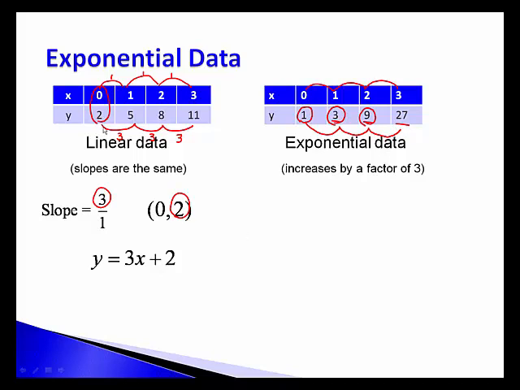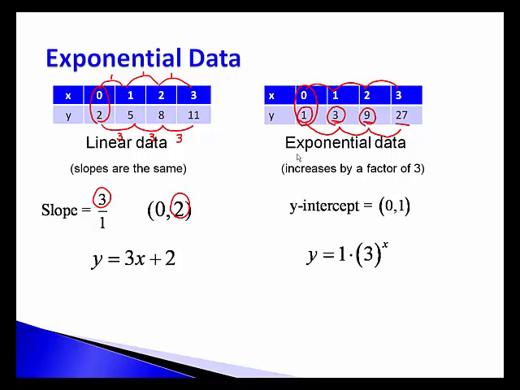Over here, it increased by adding 3 every time. For exponential data, we're looking for a factor that it's multiplied by. In this case, it is a 3. I also want you to notice that once again, I know the y-intercept. It is (0, 1). And we said that y-intercept was important in exponentials as well.